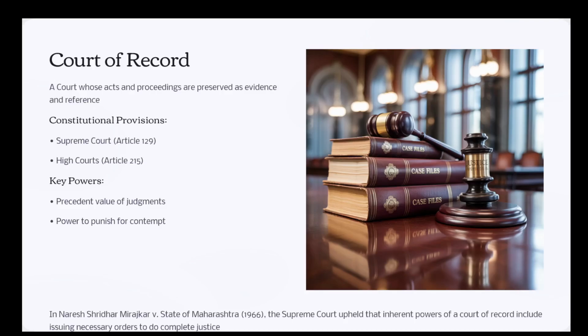So, court of record: a court whose acts and proceedings are preserved as evidence and reference. For this the constitutional provisions are Supreme Court, Article 129, and High Court, Article 215. Key powers: evidentiary value of judgments, and power of punishment for contempt.